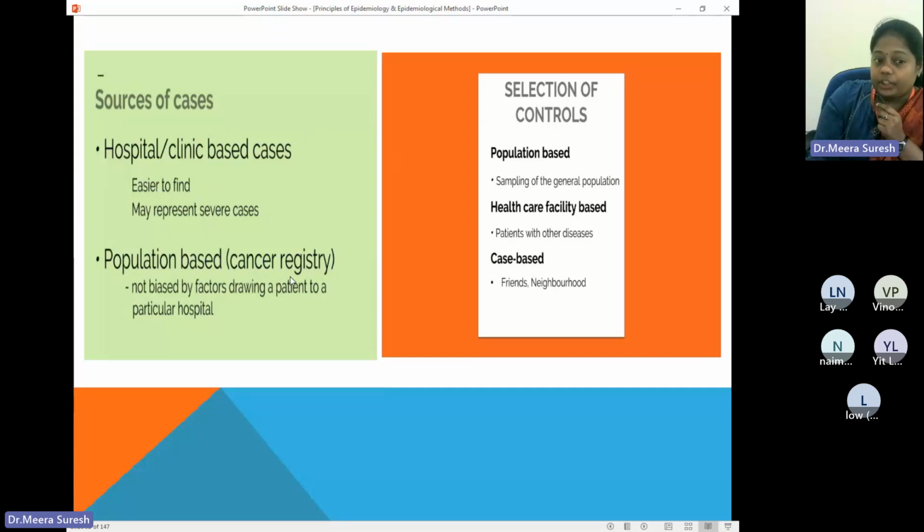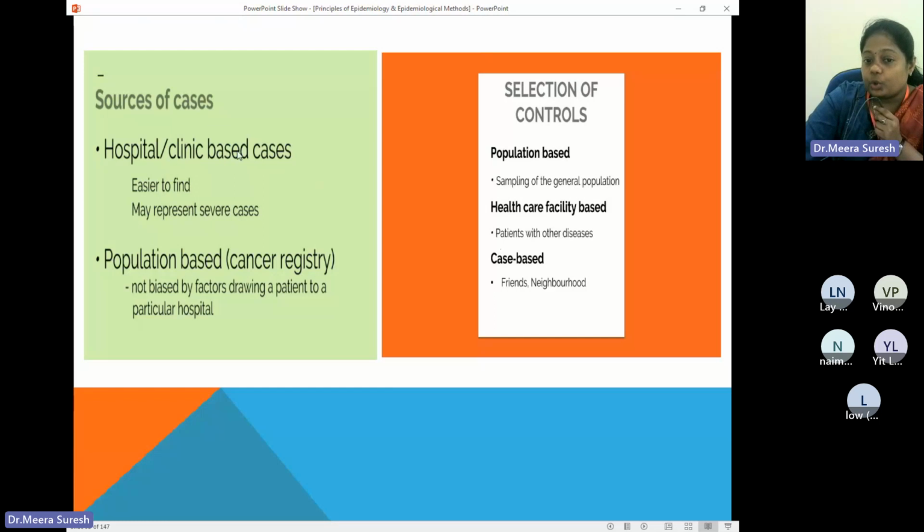But if you go to the population based on the cancer registry, then you get to know the patients who are varying in their severity, of different socioeconomic status, and also from the rural and the urban population, and also people who belong to different geographical areas. But this is not easy. If you don't have a cancer registry, if the government is not updating it, then it won't become a true representation. So you should be very careful where you are taking and how you are taking the cases.